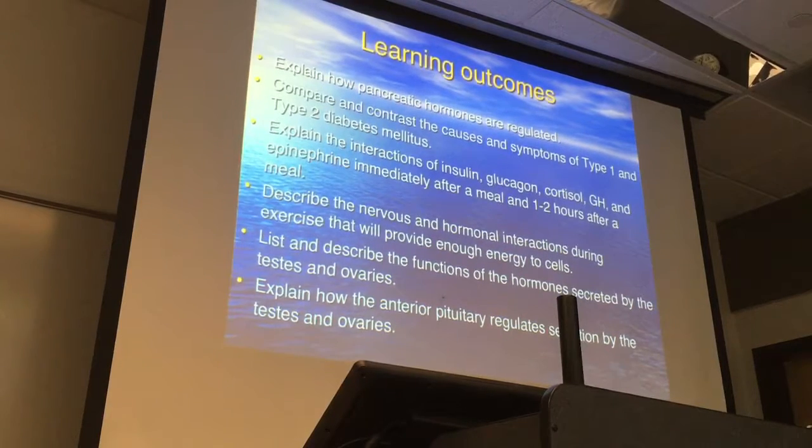List and describe the functions of the hormones secreted by the testes and ovaries. We'll just mention them in passing because we're going to get that in our next chapter after 18, which is 28. Explain how the anterior pituitary regulates secretion by the testes and ovaries. The hormones it secretes. Anterior pituitary is an endocrine gland that regulates these two endocrine glands by hormones.